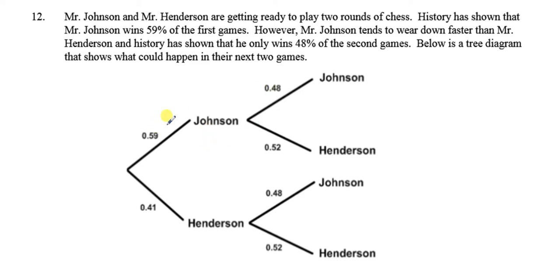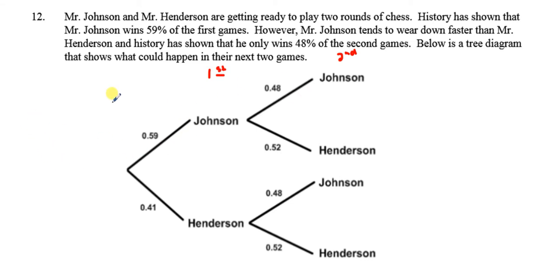But if you notice, Johnson and Henderson, when they play the first game, Johnson's got a 59%, Henderson's 41. So one of the two is going to win. You add it up, it adds up to 100%. In the second game, if Johnson won the first one, it's 48 and 52. Now, that adds up to 100%. Everything always adds up to 100% each event.